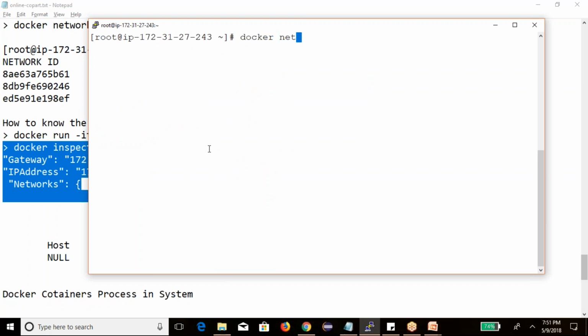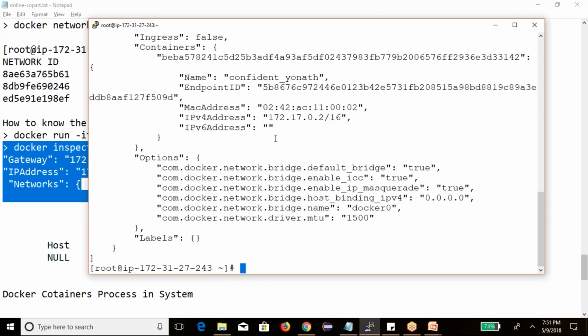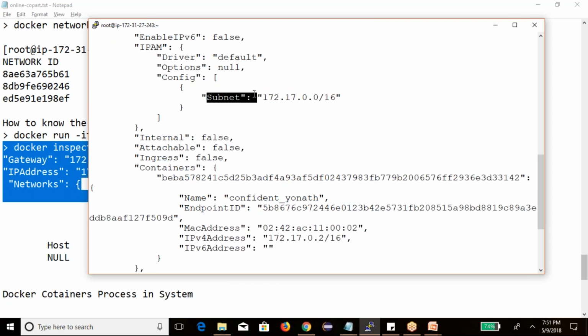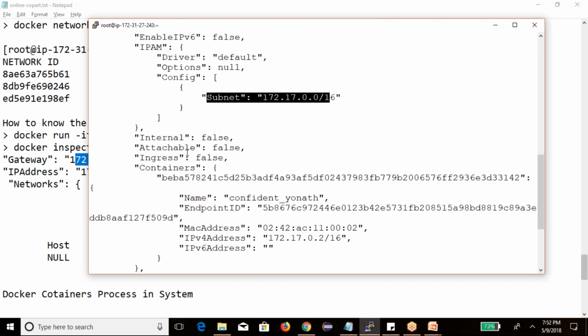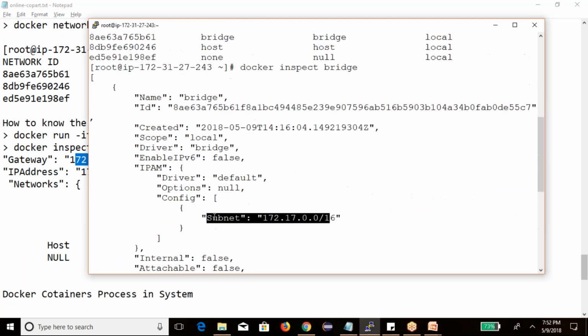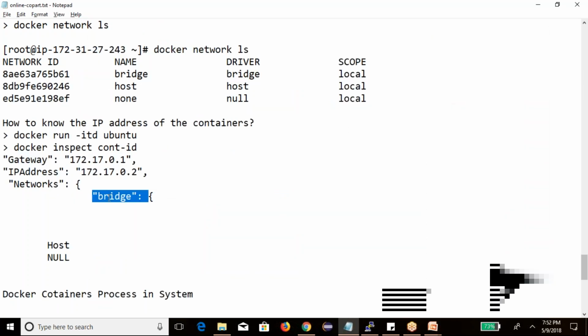So now let's do one thing. Let's clear the screen. docker network ls. Now I'm going to describe this bridge. Let's see that. Inspect. You can describe the bridge also using the inspect command. And look at this here. What is the CIDR range? This is the one which is matching. If you look at this here, the name is bridge, which is matching.